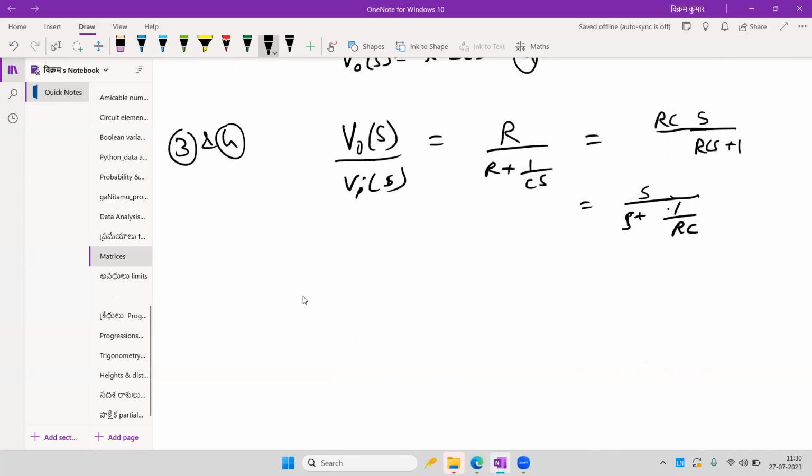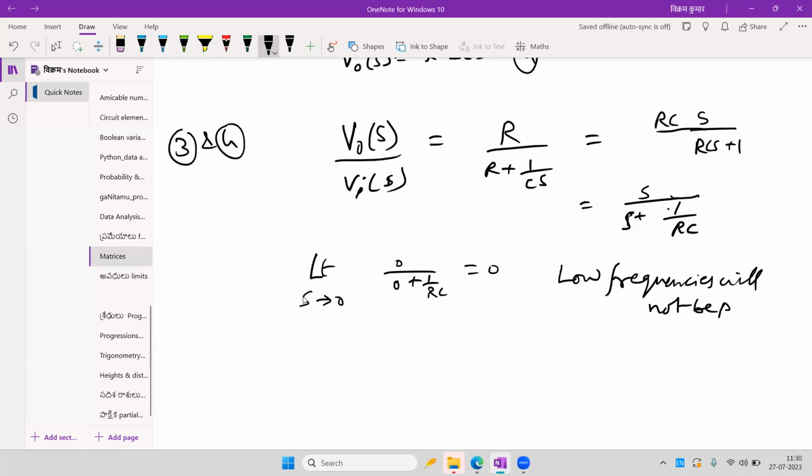This much you get. Now, here also you can use the same technique I told, like converting into time domain and drawing the diagram. If you put limit S tends to 0, this will become 0 by 0 plus 1 by RC, which is 0. That means low frequencies will not be passed. Because what you are drawing is nothing but the magnitude response. Magnitude itself is becoming 0, which means it will not come in the output.